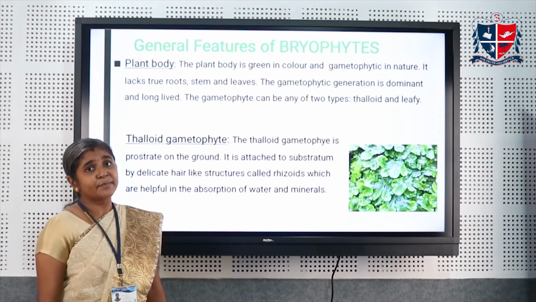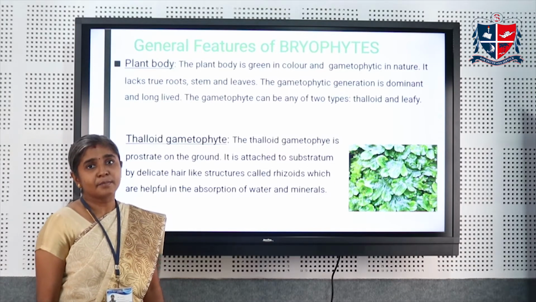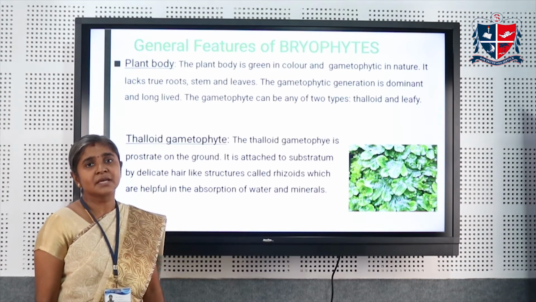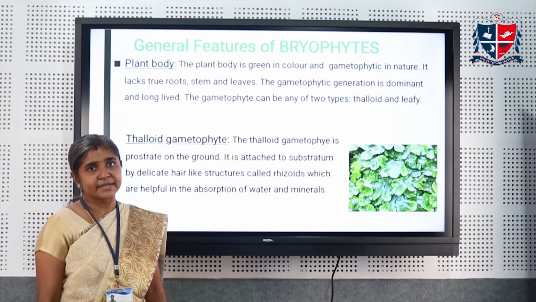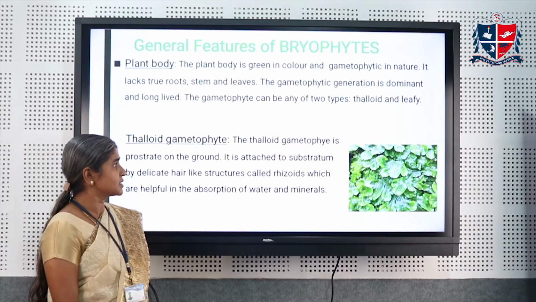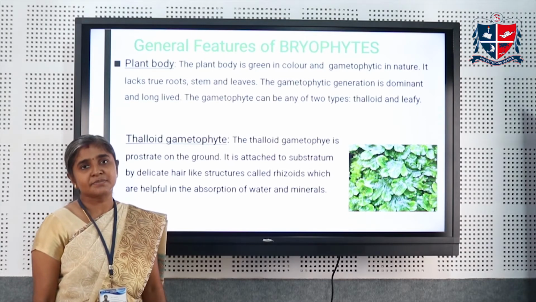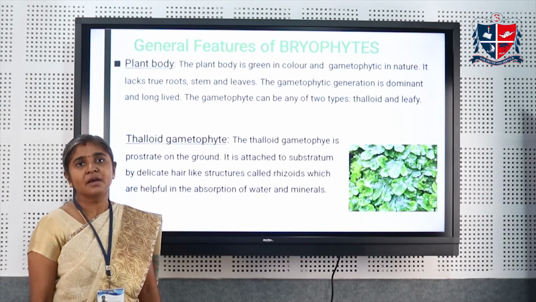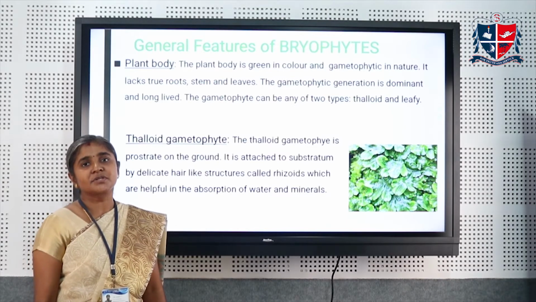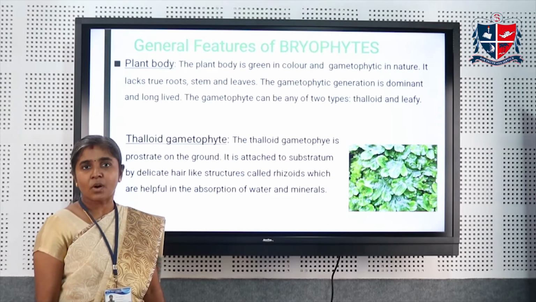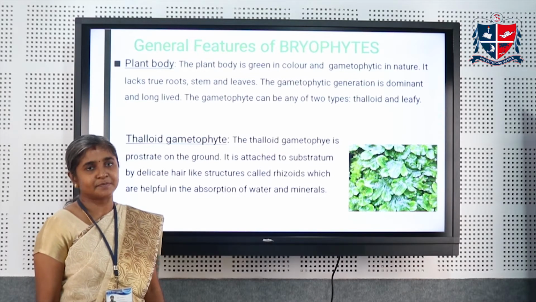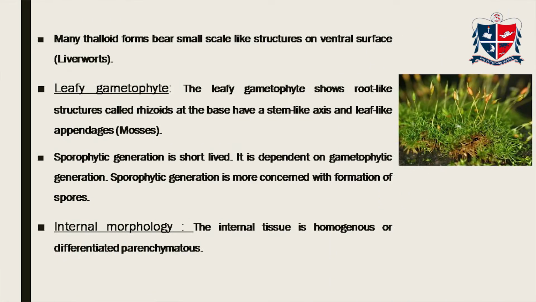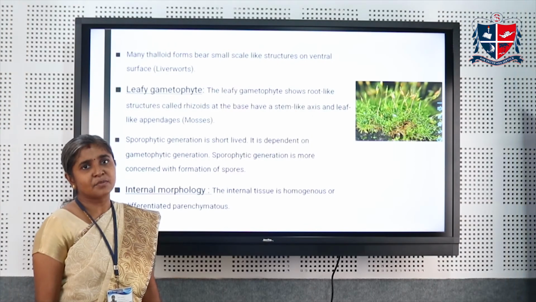In the thalloid gametophyte, the plant body is prostrate or otherwise dorsiventral in its orientation, as can be seen from this image, and it is attached to the substratum by means of very thin hair-like structures which are called rhizoids. These rhizoids also help in uptake of water and minerals from the substratum. Now, in some thalloid forms, there are very minute scale-like structures that can be seen in some of the members.